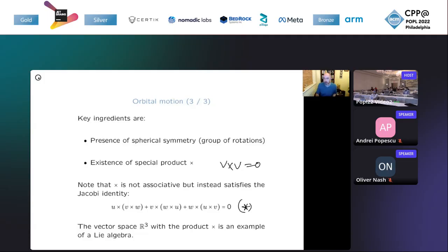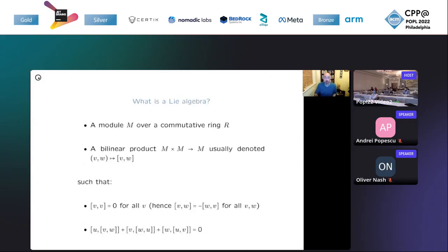So just keep in mind, they show up everywhere. Now, let's look at the axioms. So you have a module over a commutative ring. If you prefer, think vector space over a field. You have a bilinear product, usually denoted with square brackets like this. And it satisfies the 2 properties that we've just seen. The vector bracketed with itself is 0, and this is the Jacobi identity. And that's it, that's a Lie algebra.